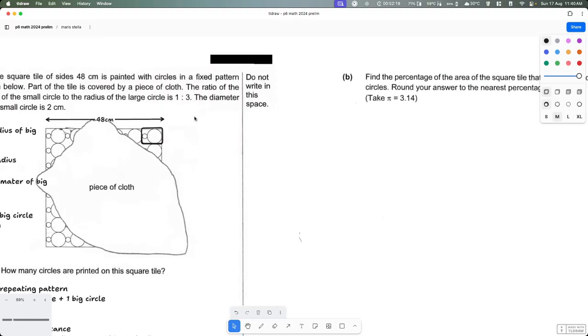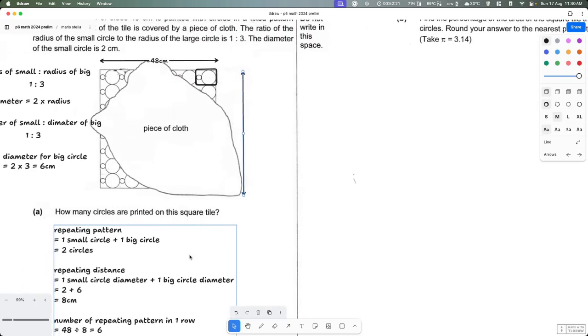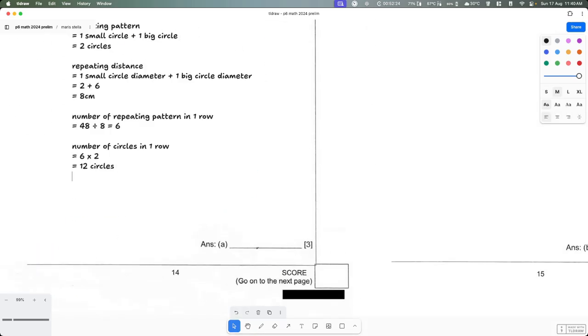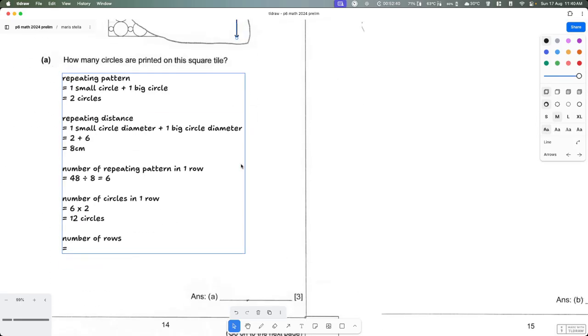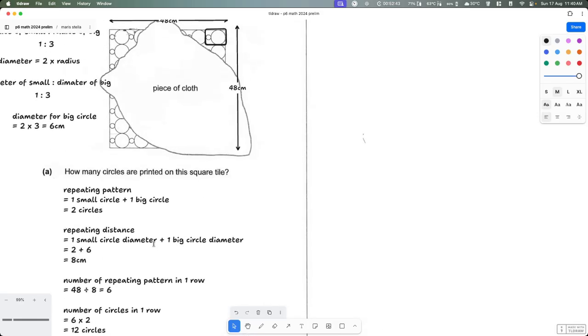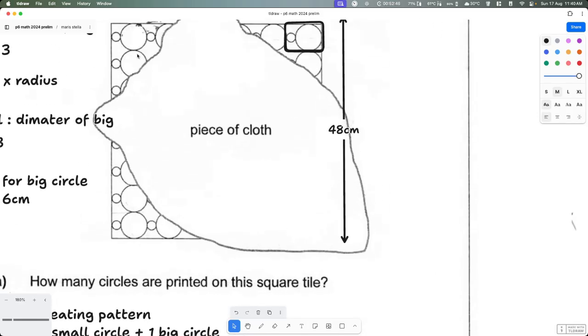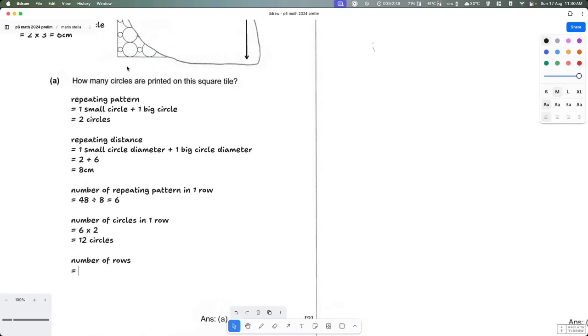Then we also want to know the number of rows. The number of rows, we also know, is over 48 centimeters as well. In this case, it's going to be put like this. So the number of rows is equal to, as you can see, it's the big circles, basically the length of the square divided by one big circle diameter.